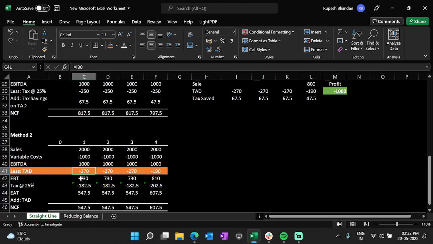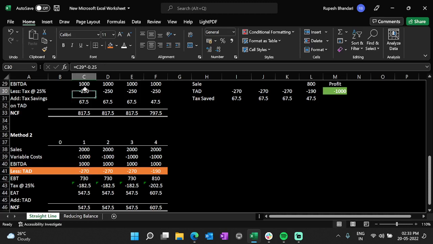Based on that deduction, what did we get? The tax figure was lower. In this case, what had happened? We did not deduct the 270, right? We are paying taxes on 1000, so 1000 into 25% was 250, whereas we are calculating 730 into 25%. That is less amount, right? So why is that happening? Because we are deducting the depreciation.